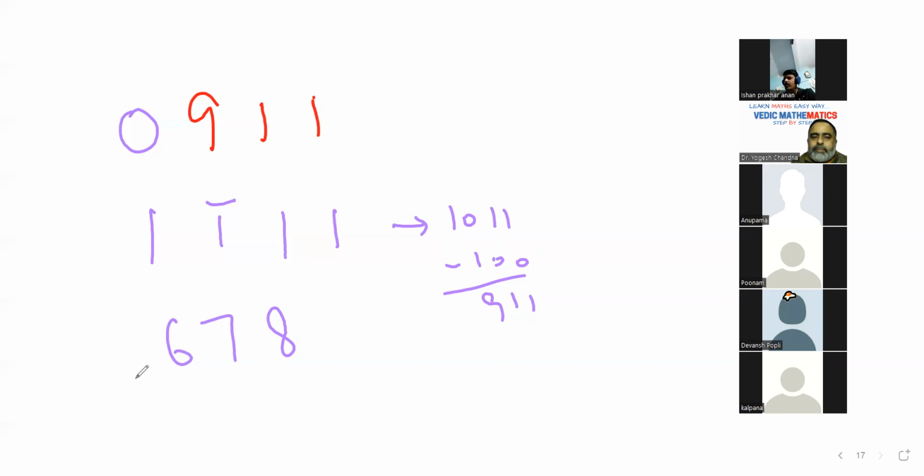Sir, 1, 3 bar, 2 bar, 2 bar. Yes, others? Sudhanshu, yes sir, same. Devansh, yes sir, same. So you can check also, 1000 minus 322 is 678. See, all the bigger numbers, 6, 7, 8, are gone. Only 1, 3 and 2 are there. Right? Okay.